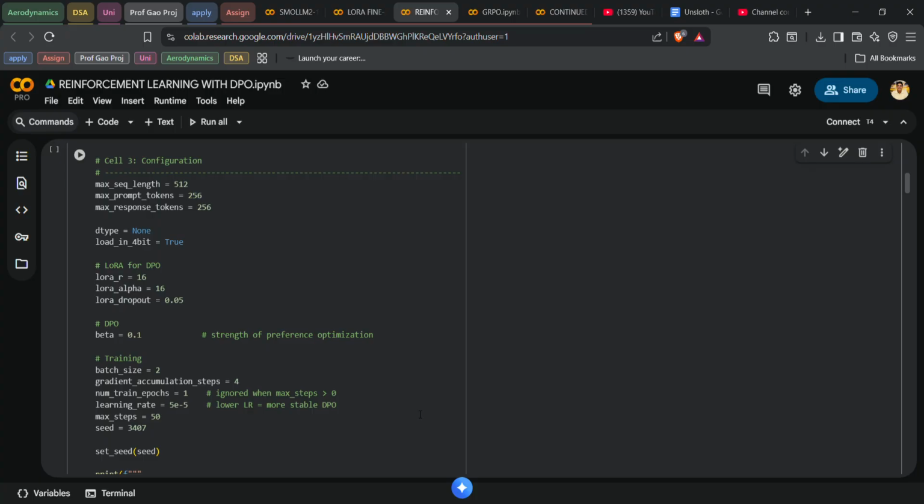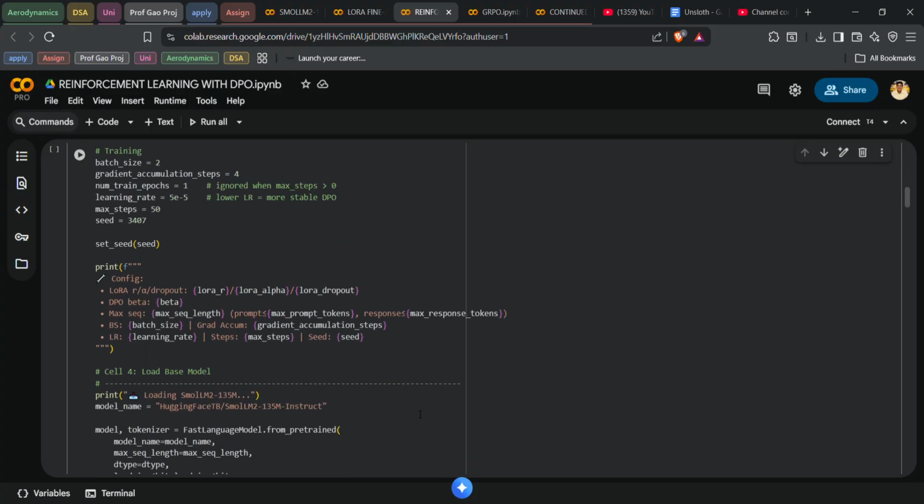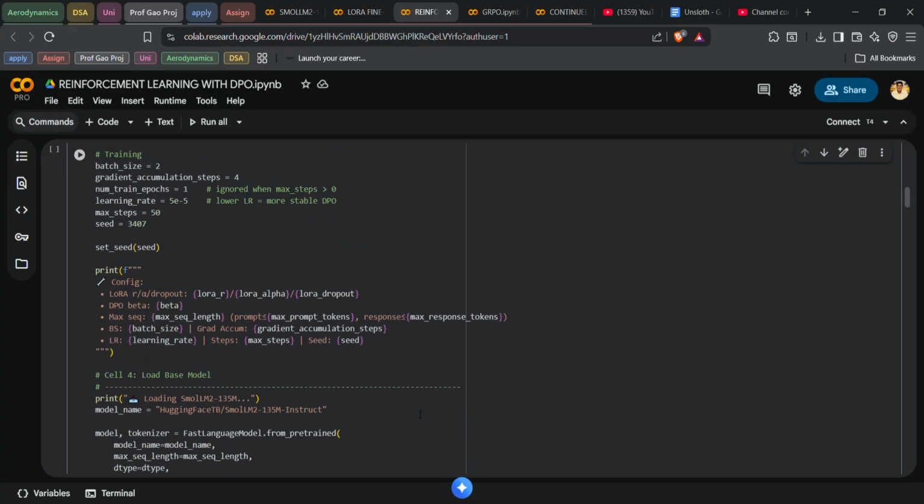The DPO trainer handles the complex math internally. It computes log probabilities for both chosen and rejected responses and optimizes the policy directly without the need of a reward model. The training process is done with a batch size of two and gradient accumulation of four, eventually coming out as eight.